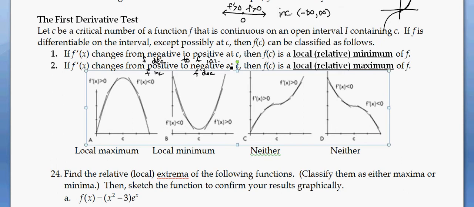Sorry. Notice that we can have other choices. It might go from increasing to increasing, in which case we have neither situation, right? It's not a local max or a local min. Or if it just stays decreasing the entire time, that's also not a local max or min. But it's still a critical value at c.